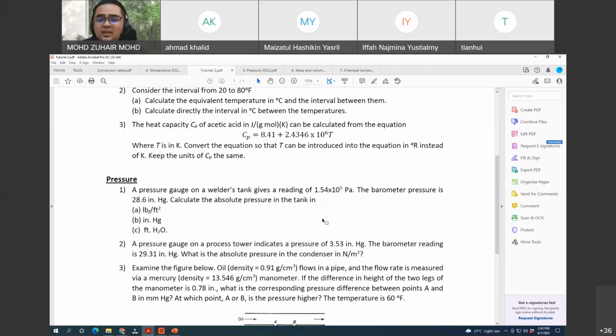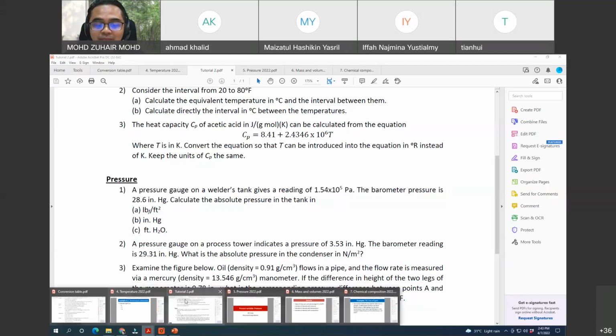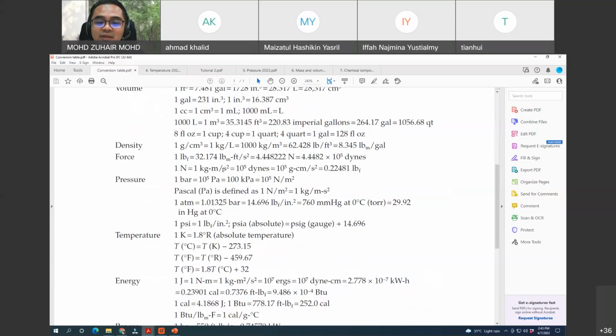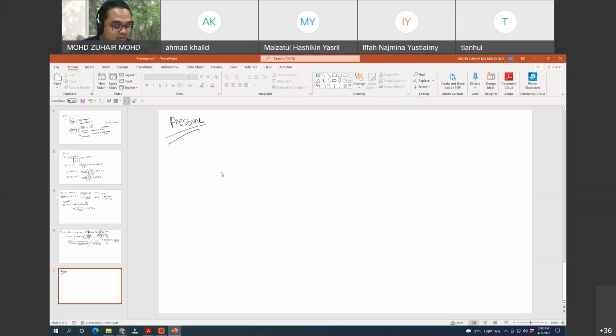Okay. For me, the challenge in pressure type of question is the fact that you need to know the skill in doing the conversion of the unit. Because if you notice, the conversion of pressure is a bit tricky, you need to do some rearrangement for you to answer the question related to pressure in different units. So let's just try to do the question on the pressure.